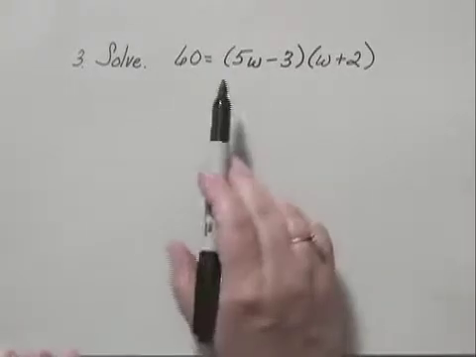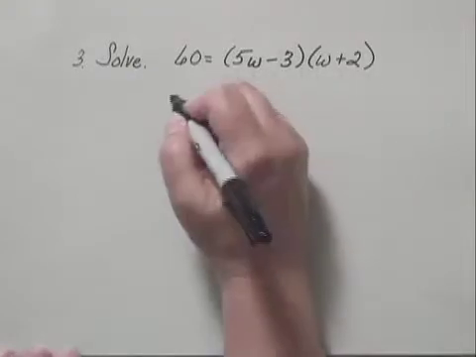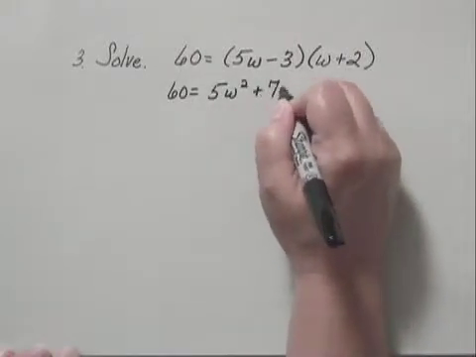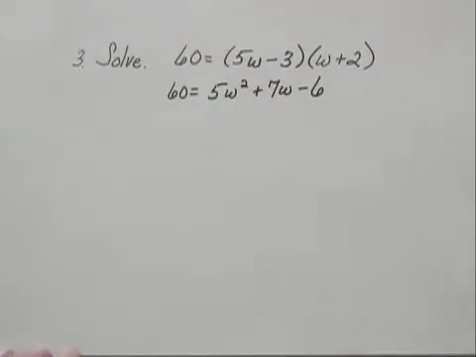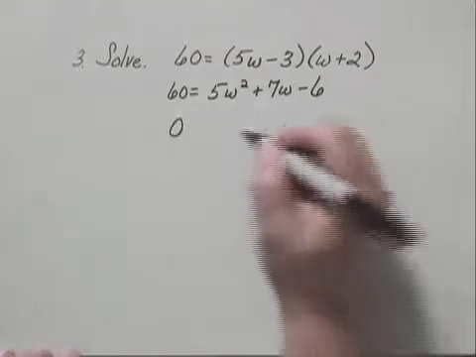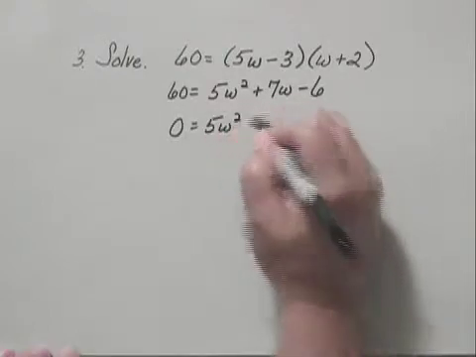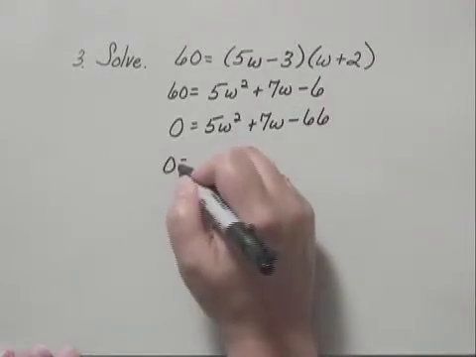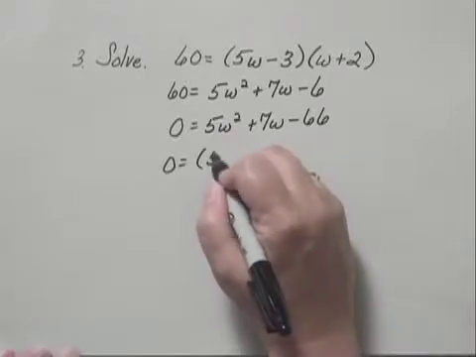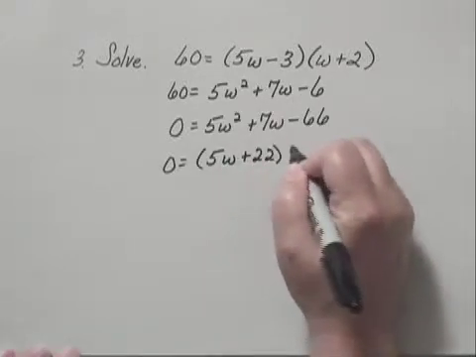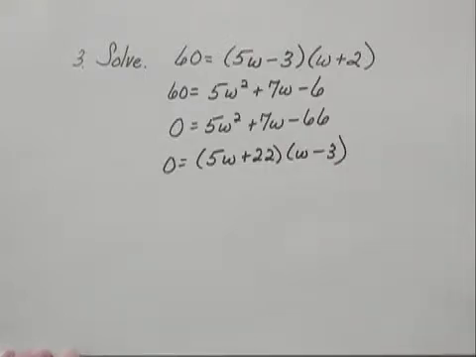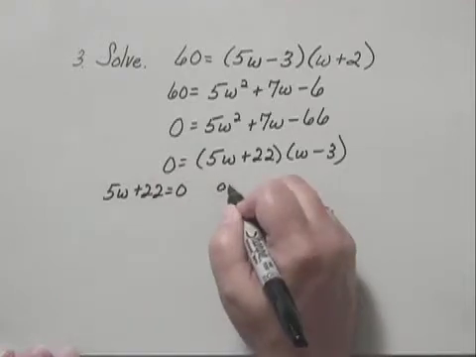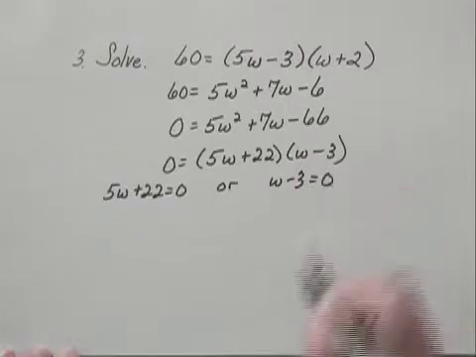First multiplying this out, I have 60 equals 5W squared plus 7W minus 6. Then I need to get a 0 on one side, so I subtract 60 from both sides, and I have 0 equals 5W squared plus 7W minus 66. And then I factor. 0 equals, this factors to 5W plus 22 times W minus 3. So I can say that 5W plus 22 equals 0, or W minus 3 equals 0.